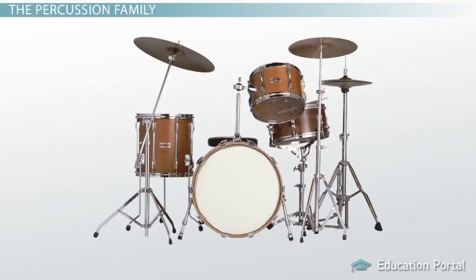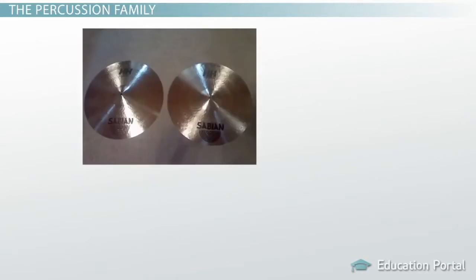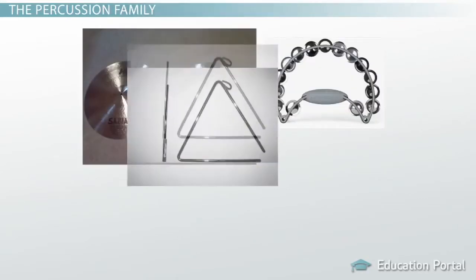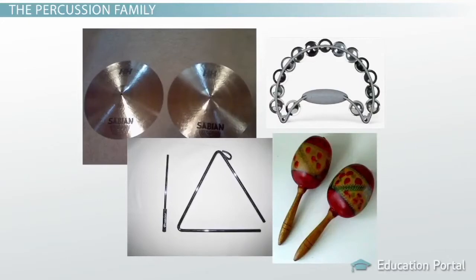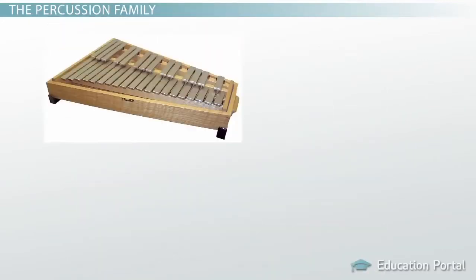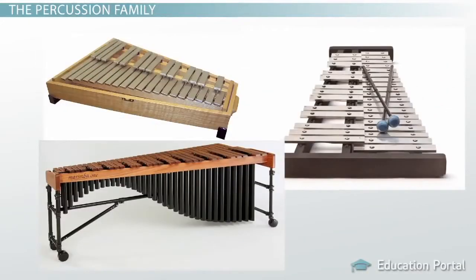Aside from drums, the percussion family includes cymbals, auxiliary percussion like the tambourine, triangle, shakers, or maracas, and mallet instruments like bells, xylophone, and marimba. Most of the time, percussion instruments play a supporting role, though bells and xylophone occasionally get the melody.